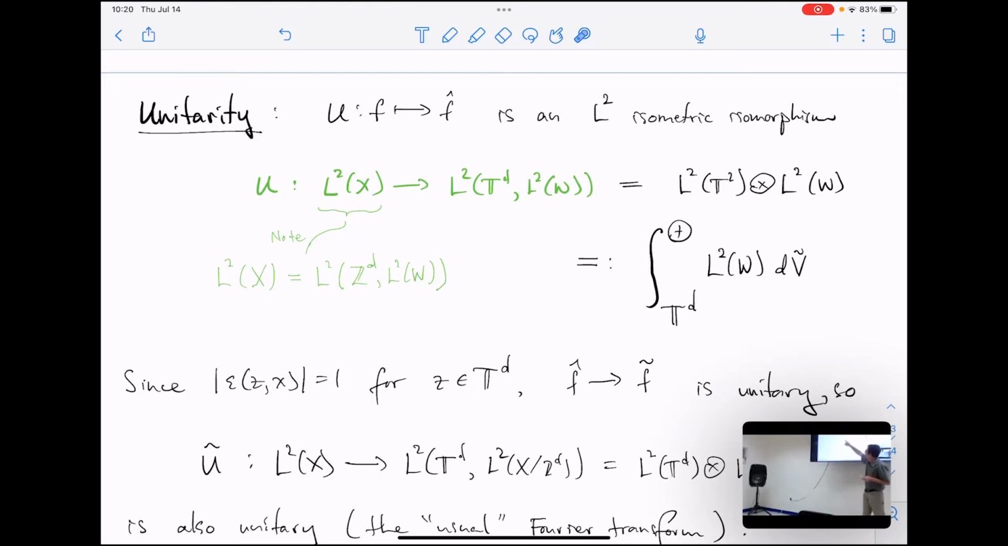Now, from this point of view, just before you transform with respect to Z^d, the values are in L2 of W, so the values of course stay there. But you transform the Z^d to the torus by the usual discrete Fourier transform. So that's a very nice way to think about it.